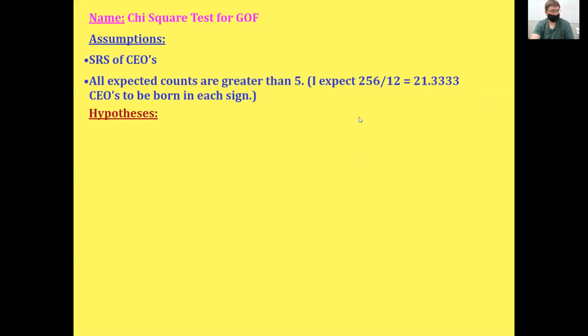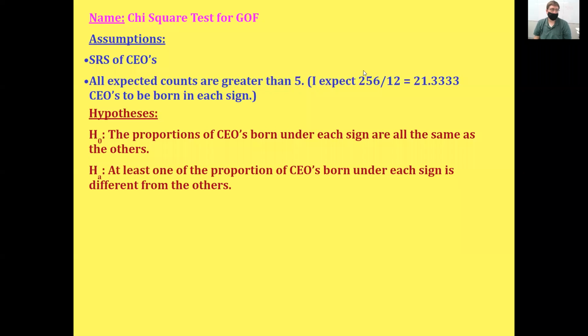Let's do some hypotheses. So what is our original assumption? That the proportions of CEOs born under each sign are the same as the other. It's not fair that the Pisces have more numbers. That's not supposed to be the case. Or that the Gemini and Libra are short a couple. That's not right. So that's our original assumption. We're going to test, though, if the alternative is true, that at least just one of these groups, doesn't matter which one, is different enough than the others to say, maybe everybody should start planning on having Pisces babies if they want CEOs.